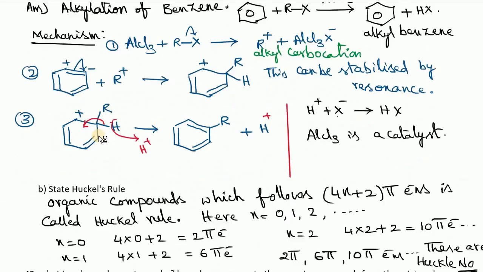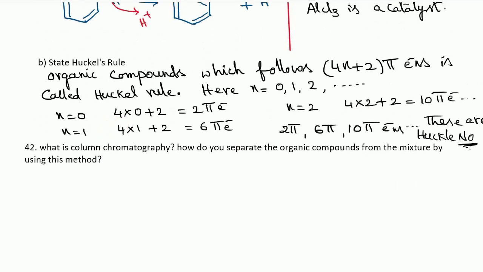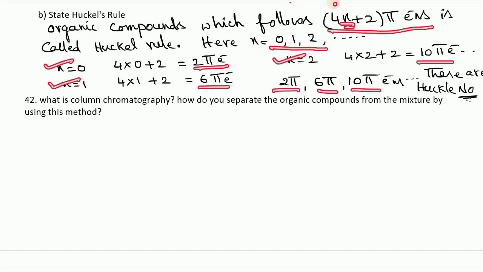Next, what is Huckel rule or Huckel number? 4n plus 2 pi electrons is called Huckel number. Simple. The n value is 0, 1, 2. If n equals 0, 2 pi electrons. If n equals 1, 6 pi electrons. If n equals 2, 10 pi electrons. So 2, 6, 10 electrons and so on are called Huckel number.